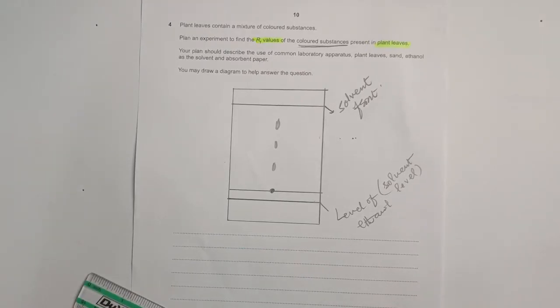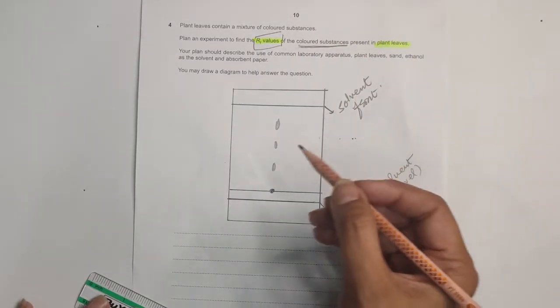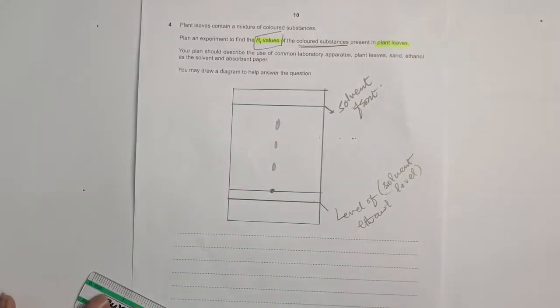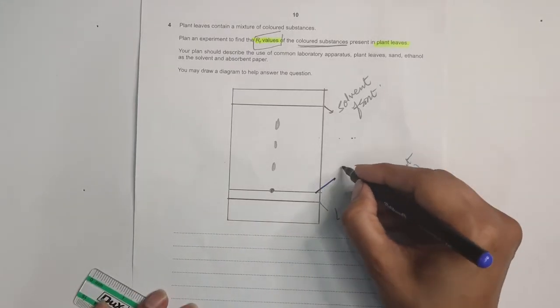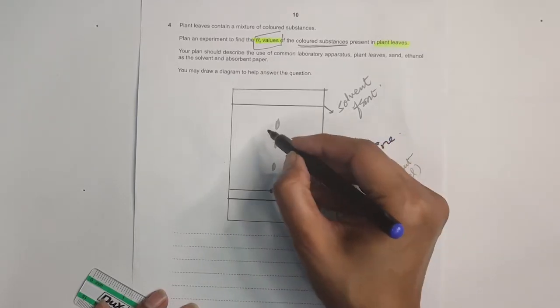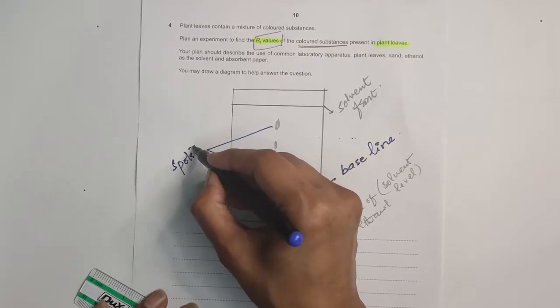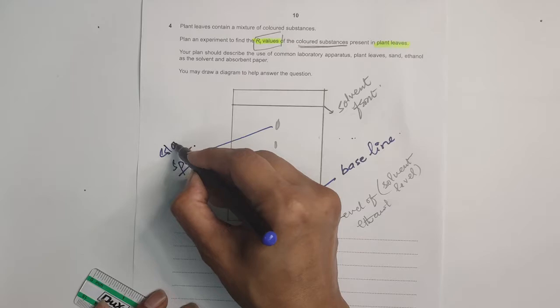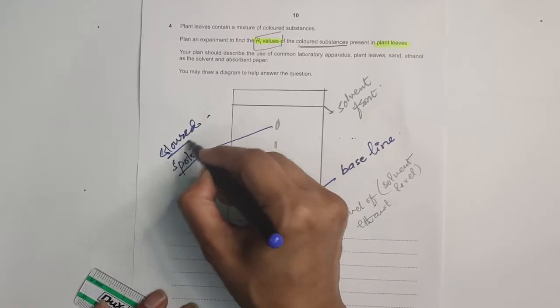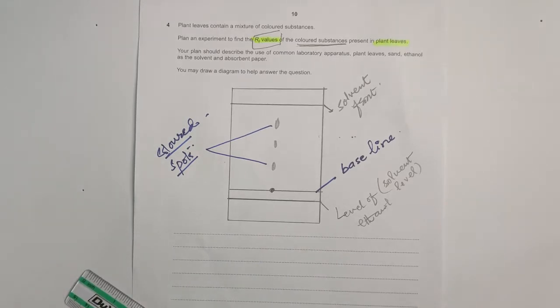It is going to be asked in the question, so you must know what the RF value is. So we have to write the RF value as well. This is the baseline, and these are the colored spots which we have got on the chromatogram. If these spots are not colored, then we use a locating agent that locates the colorless spots on the chromatogram.